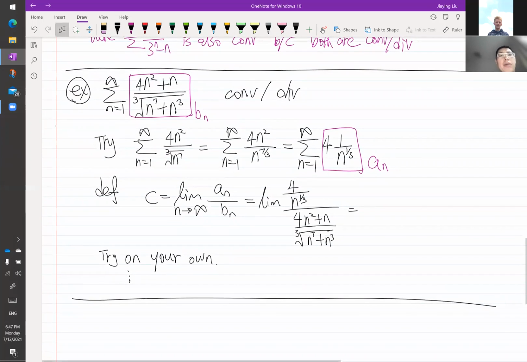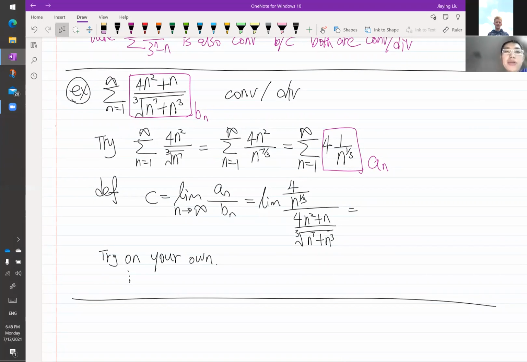Anyone else have any comments about this example? Is there any other approach that we can take? Can you not use the P series when you have that 4 times 1 over n to the 1/3? That's just the only thing I see. Say it again. Can you not use P series when you split it up and have 4 times 1 over n to the 1/3?